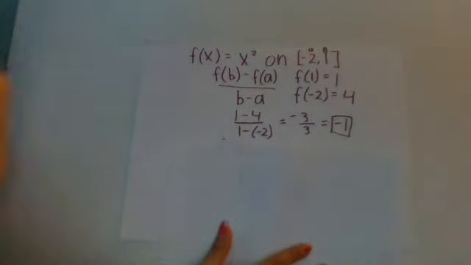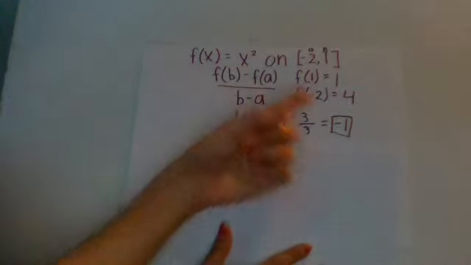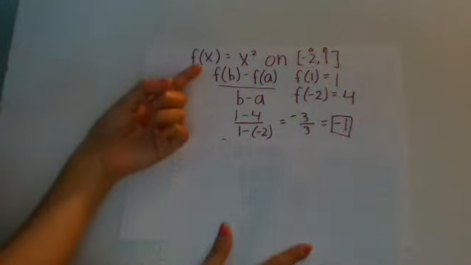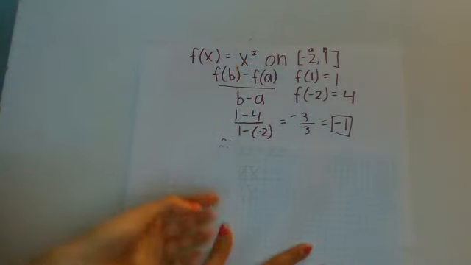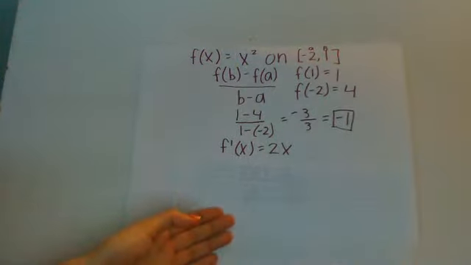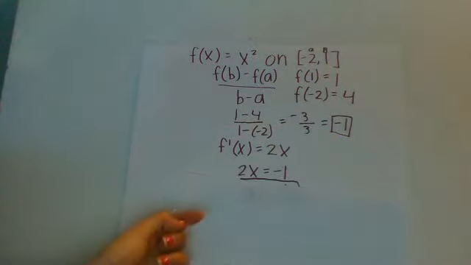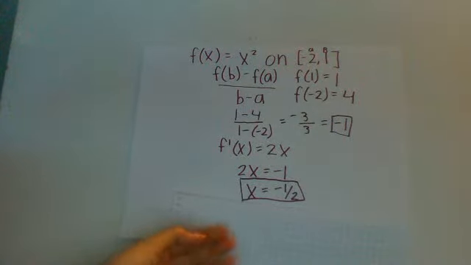So now what you have to do is set your derivative equal to -1. So the derivative of x squared should just be 2x, subtract 1, and bring this over. So now you set 2x equals -1, and you solve for x, and you should get x equals -1/2.